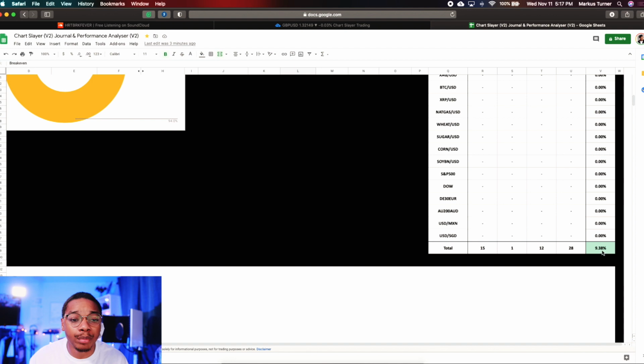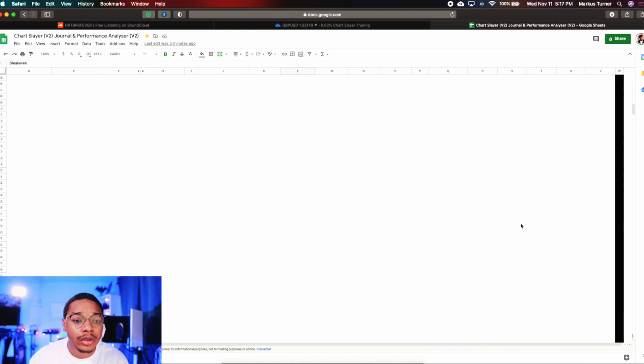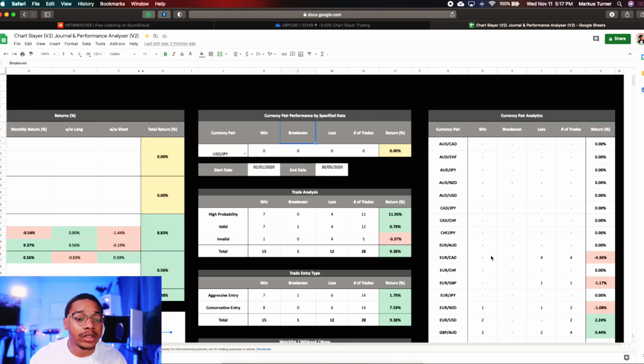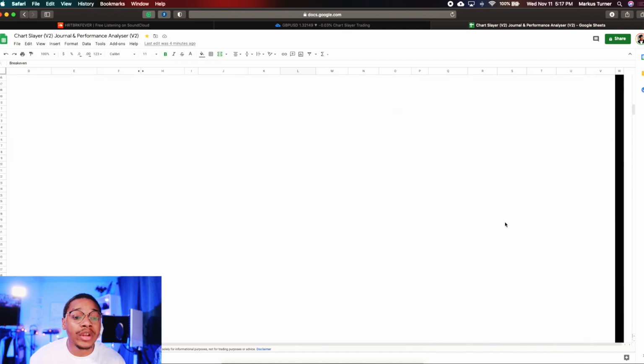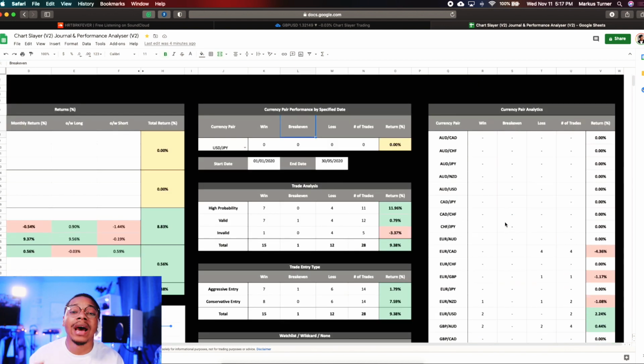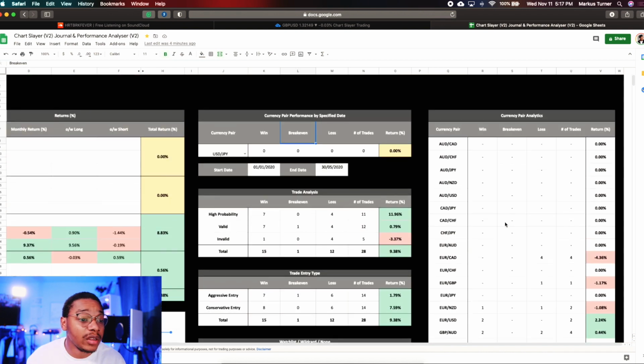I'm overall up 9.38%. I've taken 28 trades, 12 losses, one break even, and 15 wins, right? So obviously I need to work on, and I know this will be fixed when I reduce the amount of valid trades that I take, right? So I want it to be around 80-20, 70-20 would be cool. But when I start reducing the amount of valid trades, my win ratio and my win percentage will go up immensely, right? So this isn't my win rate, by the way. This isn't my win rate. I'm not a 9 out of 100 win ratio, but it's telling me the percentages that I've specifically taken over the specific week.